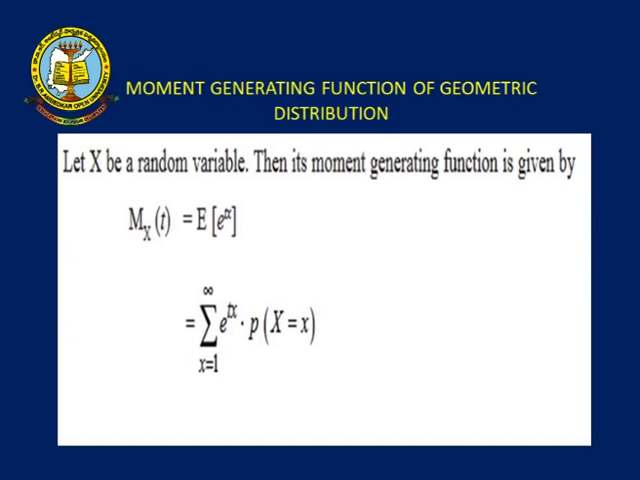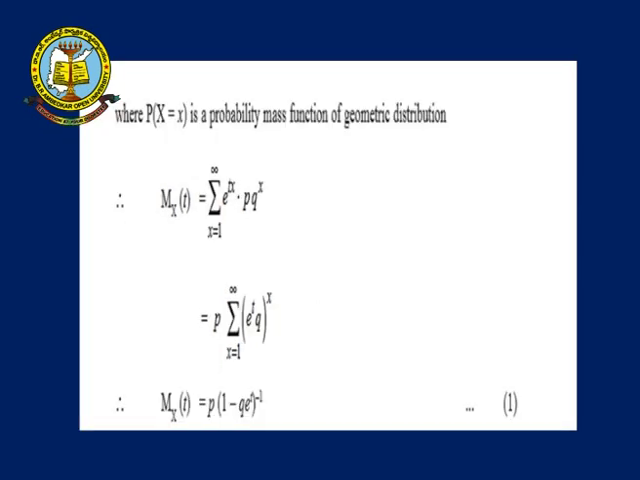Moment generating function of geometric distribution. Let x be a random variable. Then its moment generating function is given by M of x(t) is equal to E of e power tx. So M of x(t) we write as summation of x is equal to 1 to infinity e power tx into P of x is equal to x. Here we apply e power tx with summation of x is equal to 1 to infinity, e power tx into P of x is equal to x, where P of x is the probability mass function. Already you know that the PMF is of the geometric distribution.